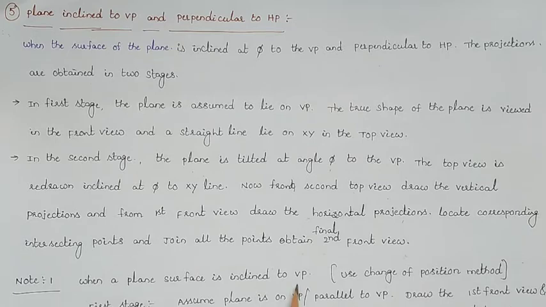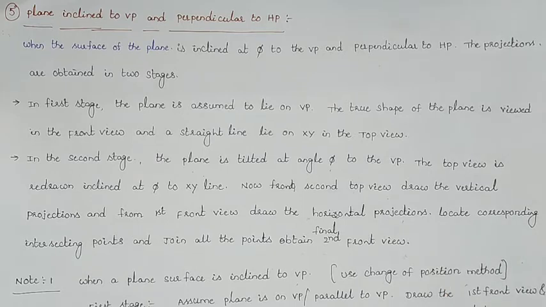When a plane surface is inclined to the VP, by using the change of position method here, we change the position, so this method we call the change of position method. By changing the position we will draw the projections. So this method we call the change of position method.